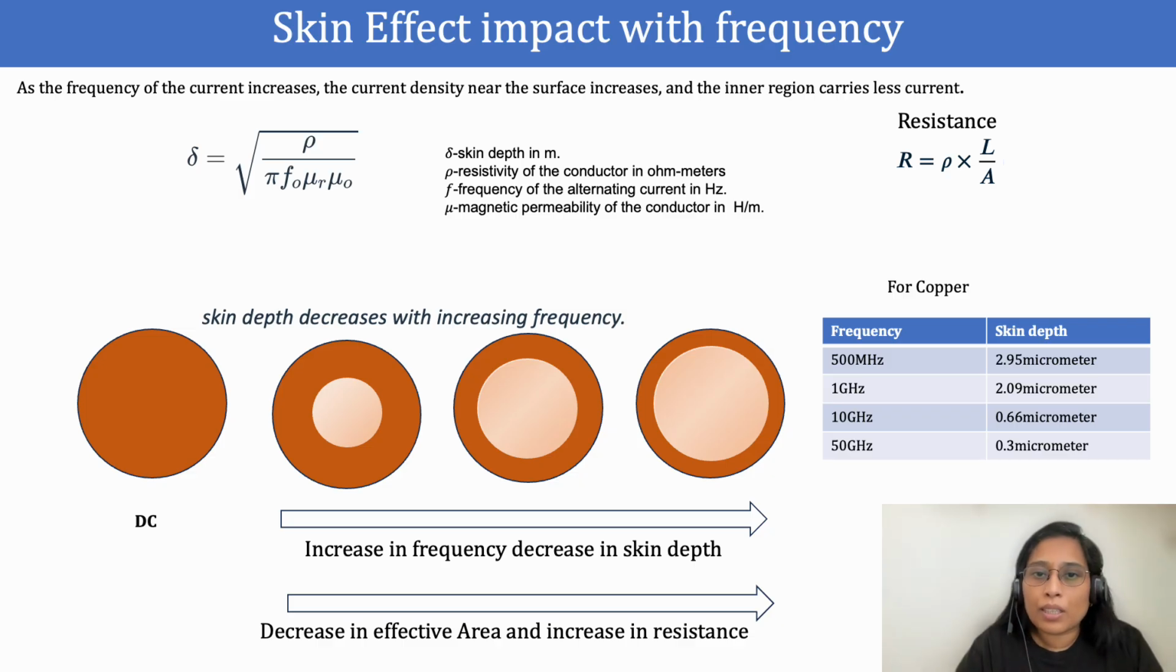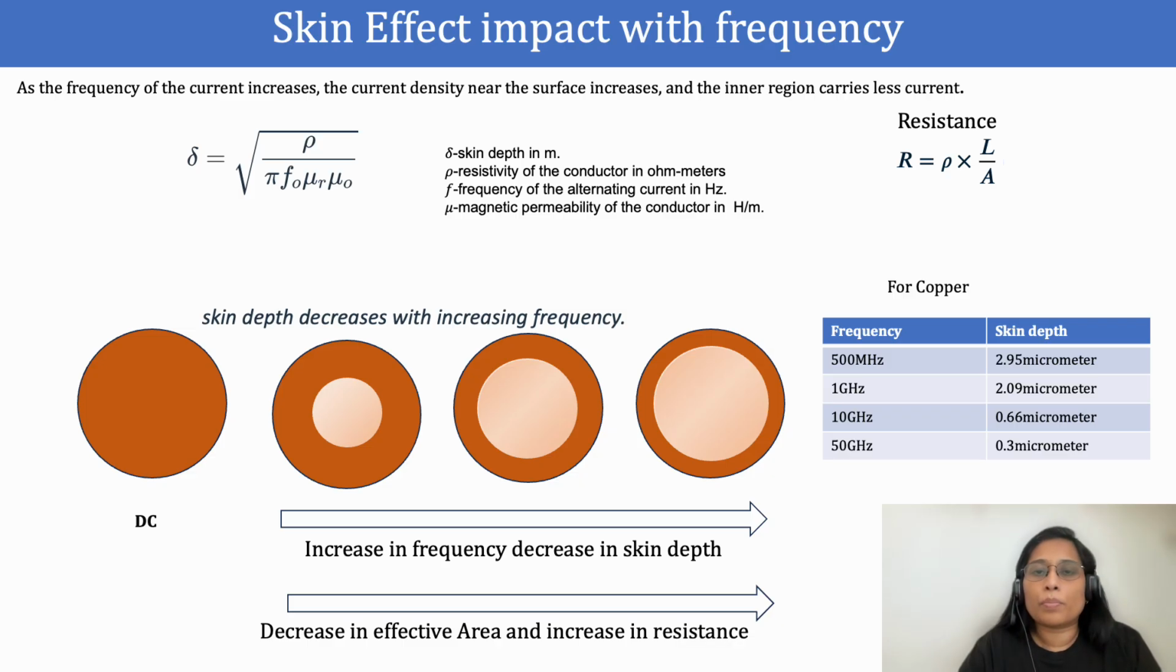So here you can see a table for the conductor copper, how the skin depth is varying with respect to frequency. Here you can see that at 500 megahertz, the skin depth is around 2.95 micrometer. But as the frequency increases, you can see the skin depth is effectively decreasing. So this means that even if you are using a thick conductor at high frequency, that conductor will not be occupied by the current. Only this fraction of the conductor will be occupied by the current.